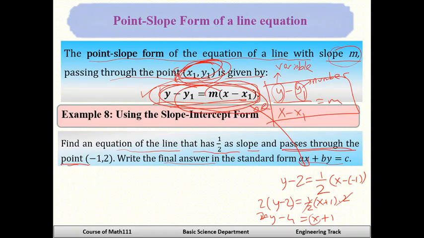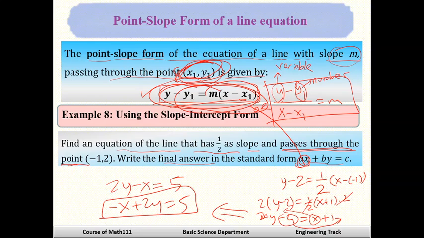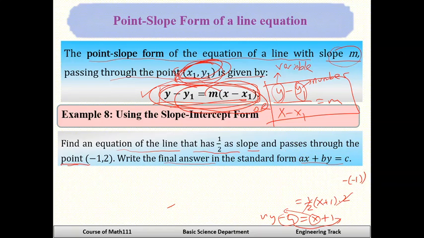And then I will send x to the other side and minus 4 to this side. So I will have 2y minus x is equal to 5. But it says first x, so I can change their places here. So I can write this one in standard form. Okay, let's see how it is done in the slide.